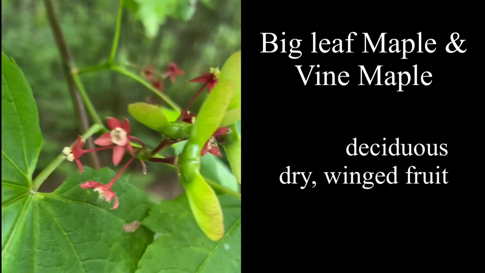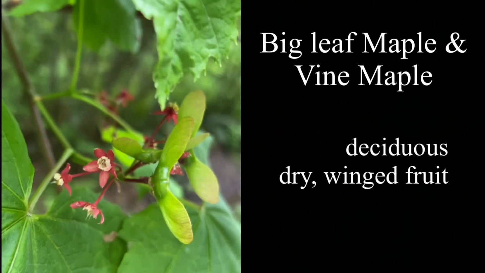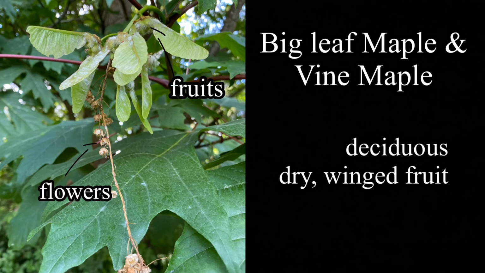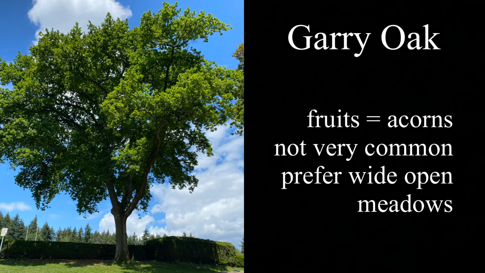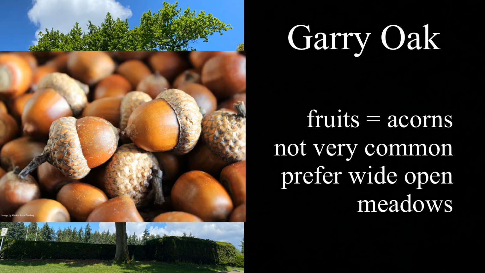Big leaf maple and vine maple are two very common deciduous angiosperms. Maple flowers turn into dry, winged fruit after they're pollinated. Another example of a fruit that we don't eat. Nuts are also dry fruits with seeds hidden inside. The walls of a nut fruit are just thick and hardened. The Garry Oak produces fruits called acorns.